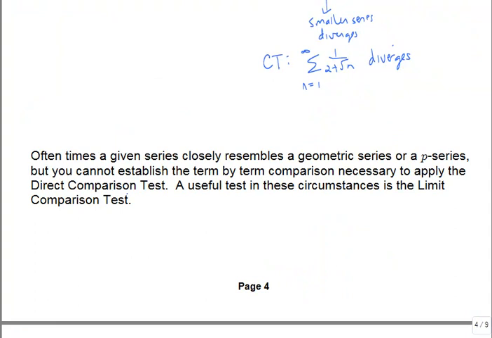So oftentimes a given series closely resembles a geometric series or a p-series, but you can't establish the term-by-term comparison necessary to apply the direct comparison test, like this last example, unless you get creative and can find some function that actually works. So an alternative is a new test that we're going to learn called the limit comparison test, and this is useful in circumstances where it's hard to show that term-by-term comparison, that inequality relationship that you need to have true to use the direct comparison test.